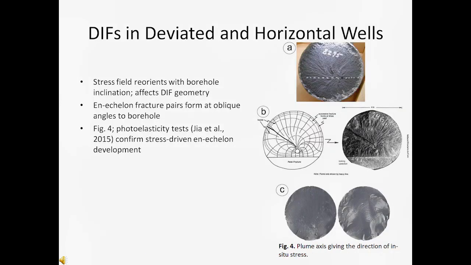In non-vertical wells, the principal stress axes reorient relative to the borehole, complicating fracture interpretation. This often leads to the development of en-echelon DIFs, where fracture sets appear as staggered patterns. Figure 4, supported by experimental studies like those by Jia et al., 2015, shows these en-echelon features. This understanding is critical for analyzing wellbore stability and fracture propagation in deviated and horizontal wells.